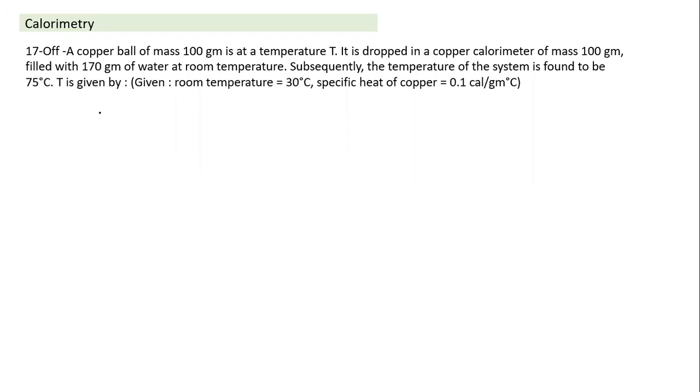The last question, I think it's almost time now. A copper ball of 100 grams at temperature T is heated to a certain temperature. It is dropped in a copper calorimeter of mass 100 grams, filled with 170 grams of water. So it is something like this.